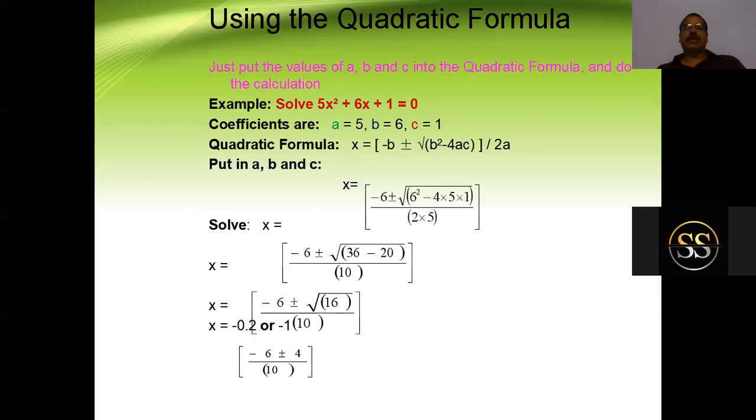So x equal to minus 6 plus or minus root 36 minus 20 by 10. X equal to minus 6 plus or minus root 16, and root 16 means 4. Hence, x is equal to minus 6 plus or minus 4 by 10. That means minus 6 plus 4 by 10, and minus 6 minus 4 by 10. Minus 6 plus 4 by 10 means minus 2 by 10, which is minus 1 by 5, or minus 1. The roots for this equation are minus 1 by 5 or minus 1.